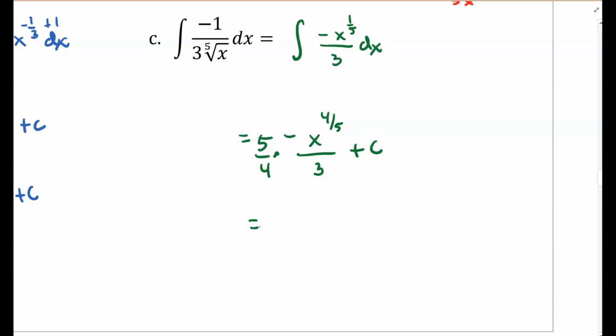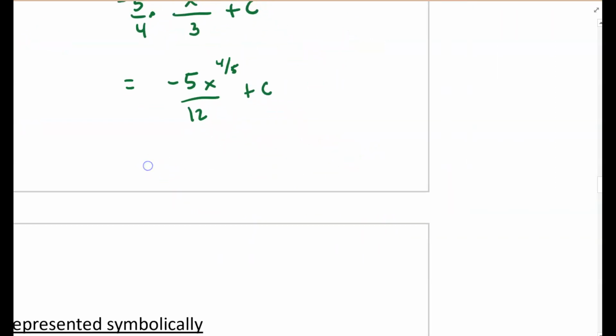Did you add the plus c? Make sure you add the plus c. Very, very important. Okay, so we have negative 5x to the power of 4/5 over 12 plus some constant. And again, just for kicks and giggles, I'm going to write this as negative 5/12 times the 5th root of x to the power of 4. Just put that back in radical notation just to see if you're familiar with that.